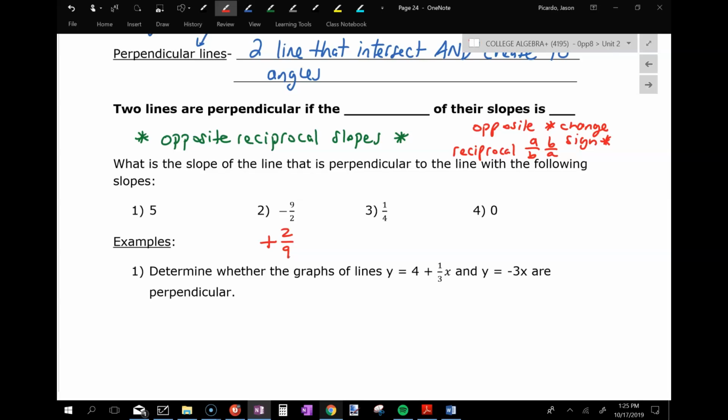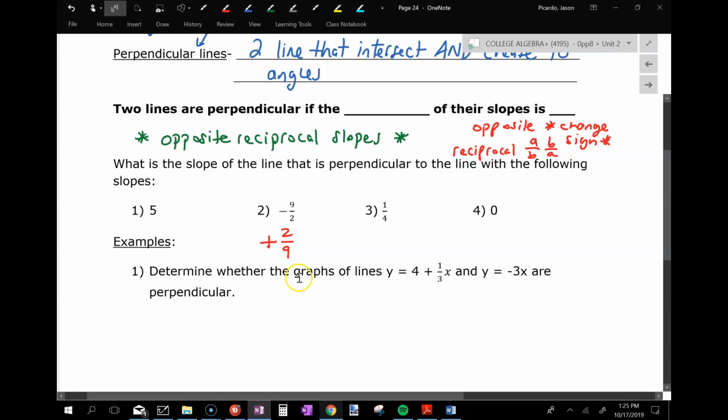So you do that every single time? Why don't they just put it in that form for us? Why do we have to do it? Because you'll see in a second. Hold that thought. Number 3 is 1/4, right? 1/4 is positive, right? So this is going to be negative 4/1, or just negative 4.